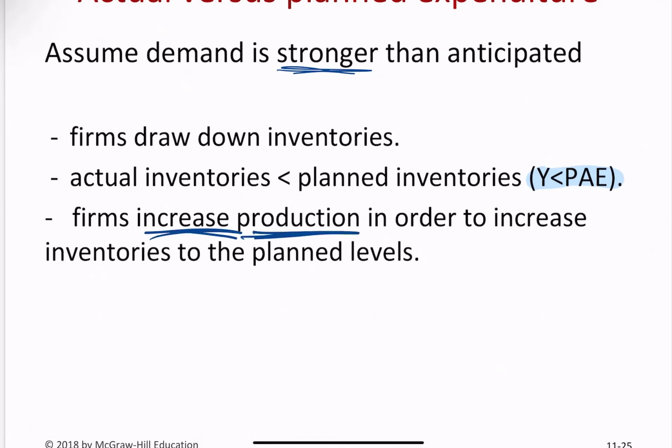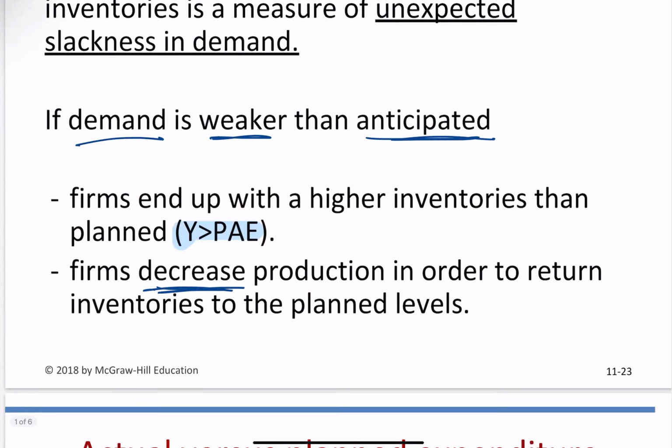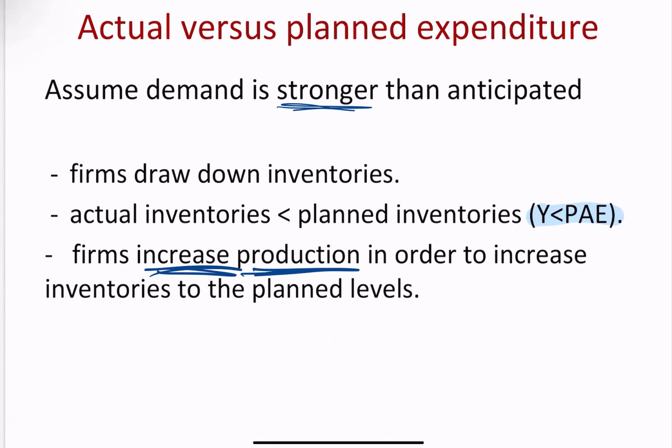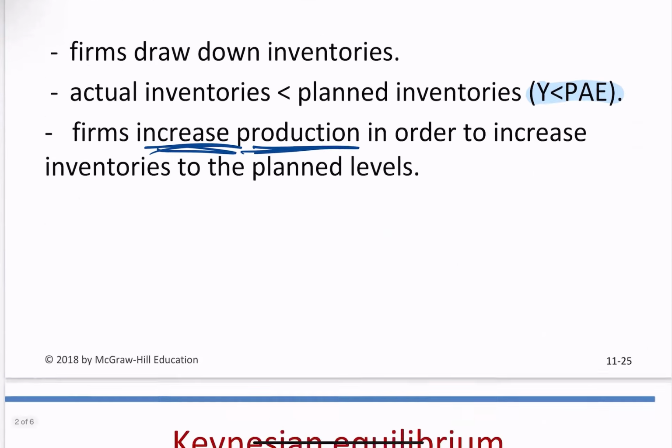So you're increasing production now, and previously you were decreasing the production. You need to remember when demand is weaker, you're decreasing the production because your actual is greater than what you had planned. But here, you are increasing the production because your demand was too strong, because your actual was less than what you had planned.